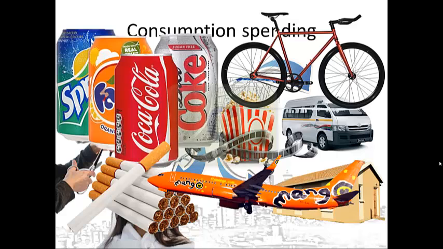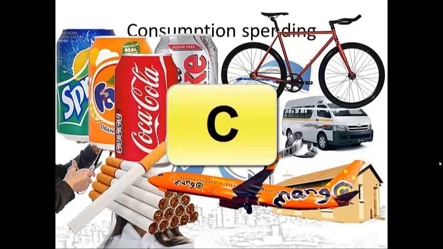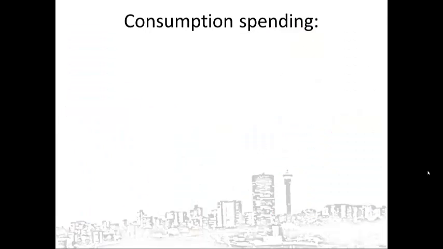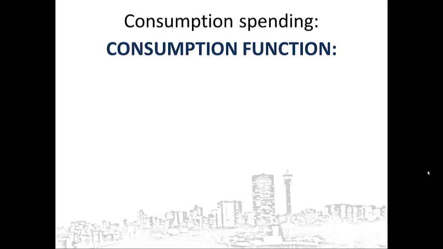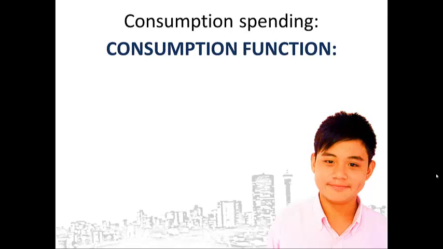Consumer spending, shown by capital C, is a large and relatively stable part of total spending. The relationship between what we spend and our income is called the consumption function. Let's look at three very important characteristics of the consumption function that you have to know, by looking at Yuan.